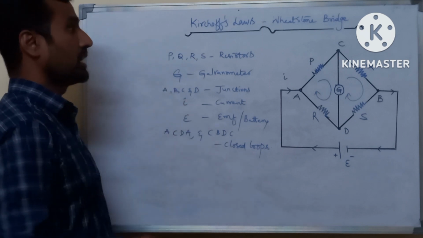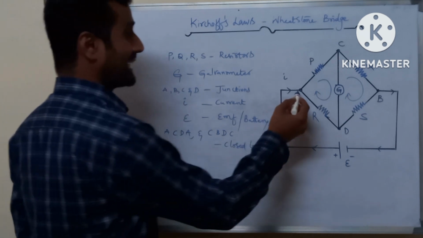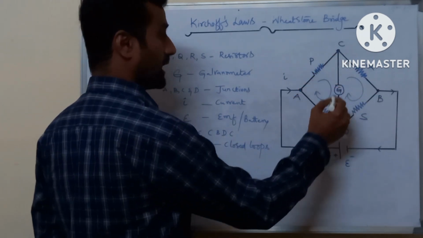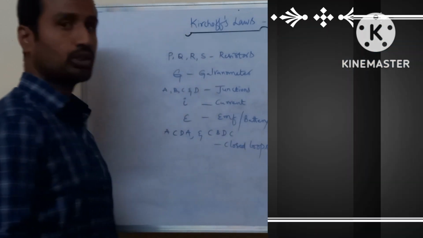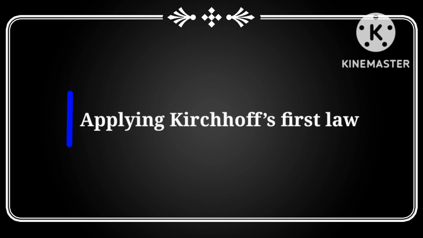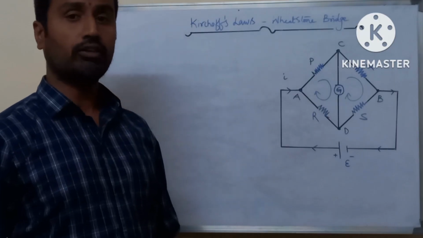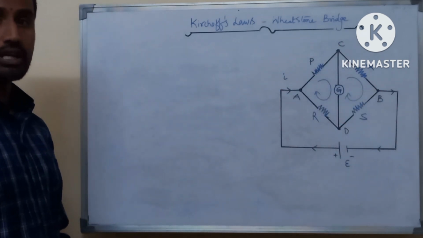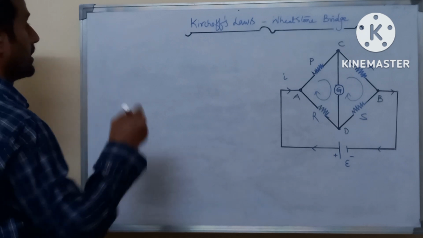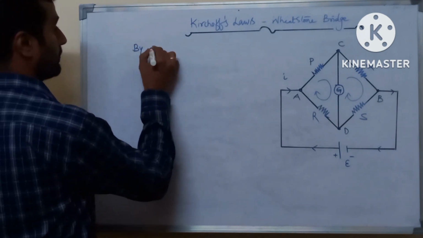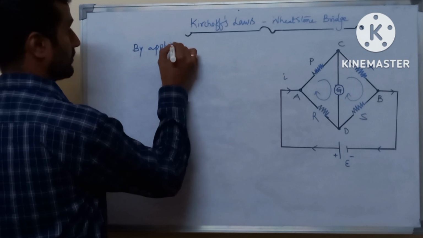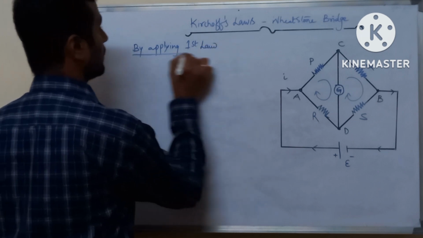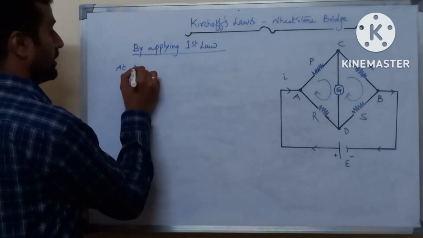Now let us apply Kirchhoff's first law at junctions and apply Kirchhoff's second law in the closed loops. Here in the Wheatstone bridge we have 4 junctions. Apply Kirchhoff's first law at these junctions. By applying first law at A.